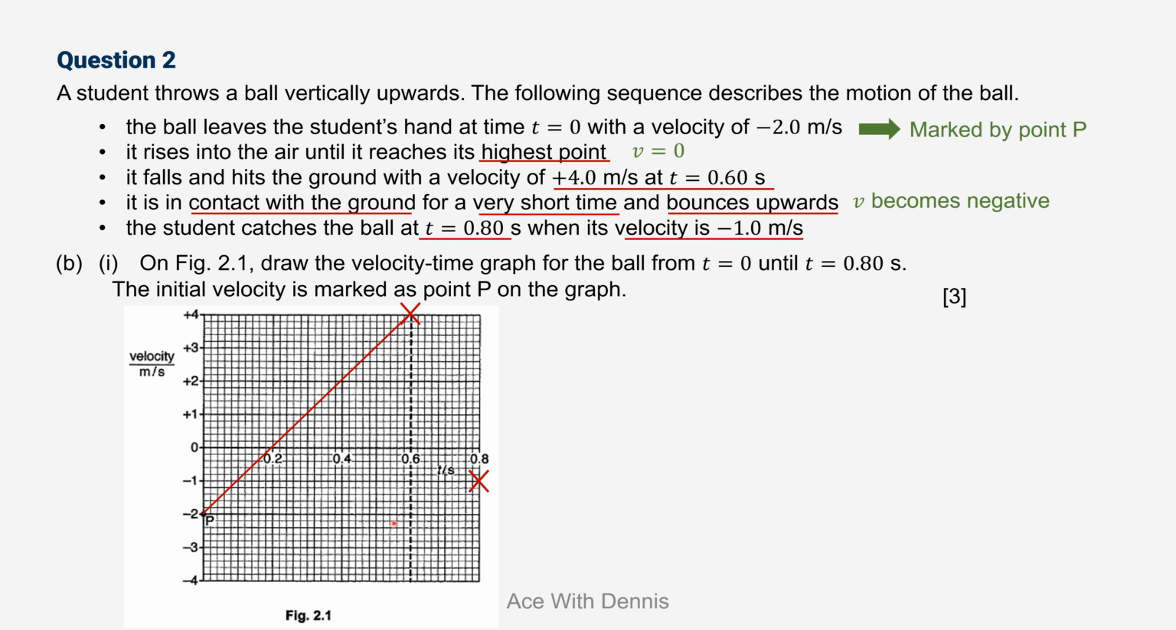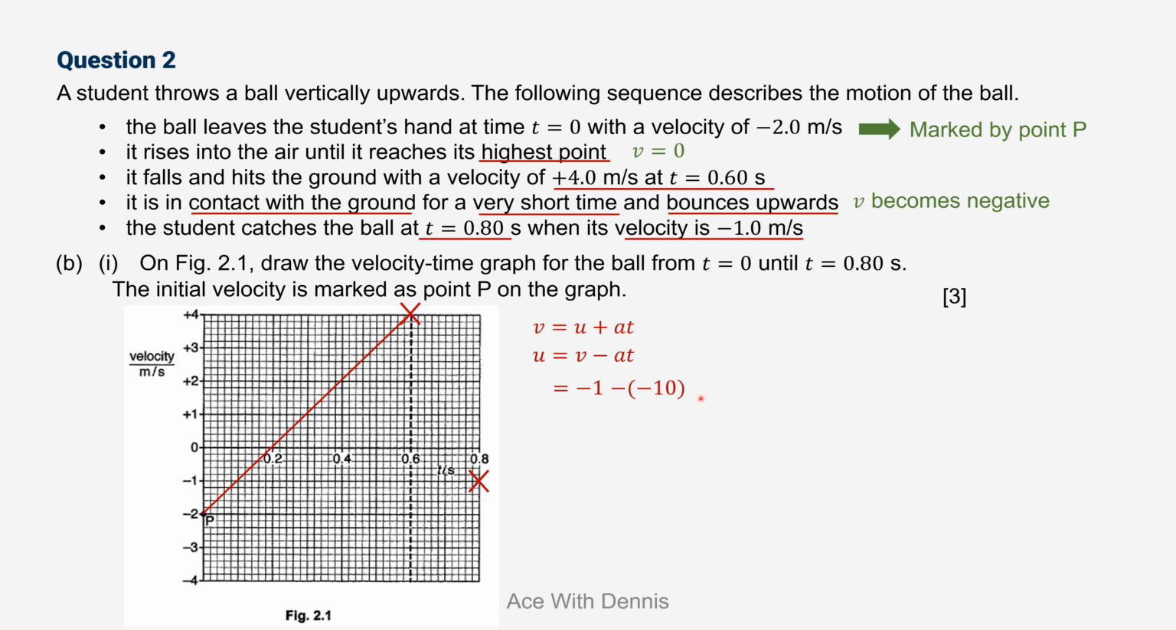Now the next thing we need to know is, right after it reaches here and changes direction, what is the velocity? To get it, we use the formula v equals u plus at, where v is the final velocity, u is the initial velocity, a is the acceleration, and t is the time. So u equals v minus at. The v is negative 1, and the acceleration is negative 10, the gravitational acceleration. It bounces up, that's why the acceleration is negative.